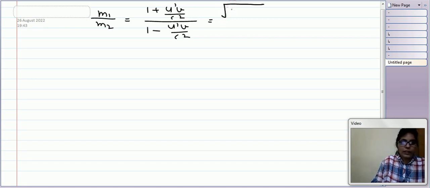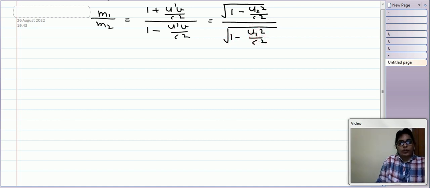Many things will get cancelled and we will be left with 1 minus u2 square by c square under root, and then 1 minus u1 square by c square under root. So this is the relation: m1 by m2 is equal to under root 1 minus u2 square by c square divided by under root 1 minus u1 square by c square.